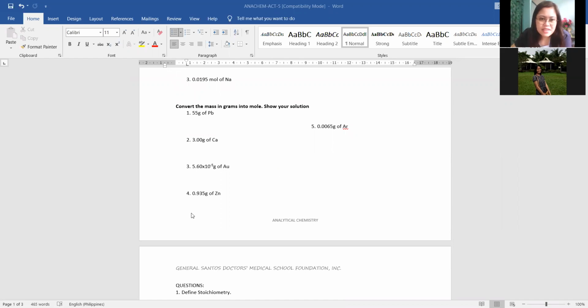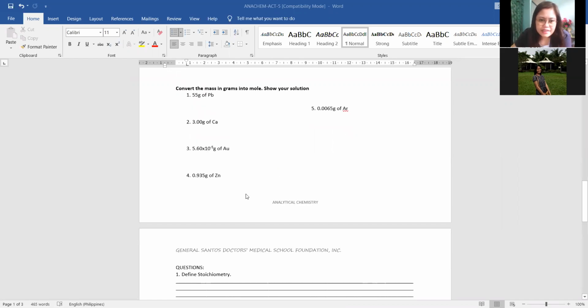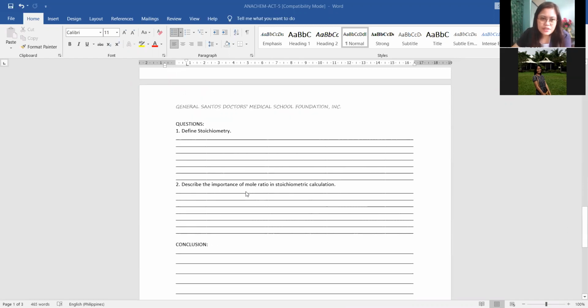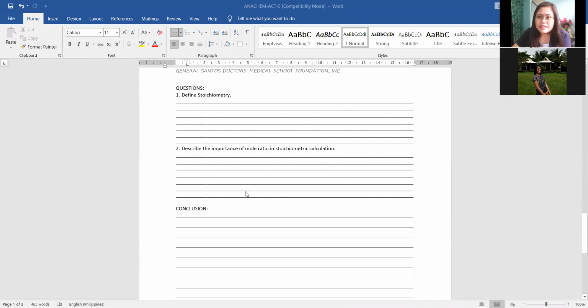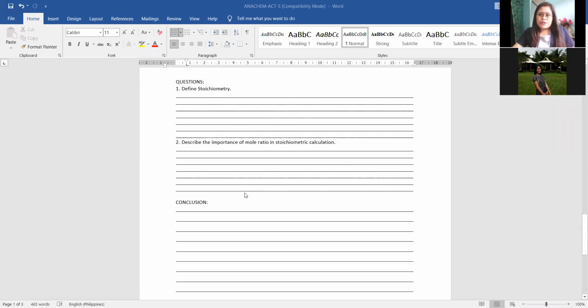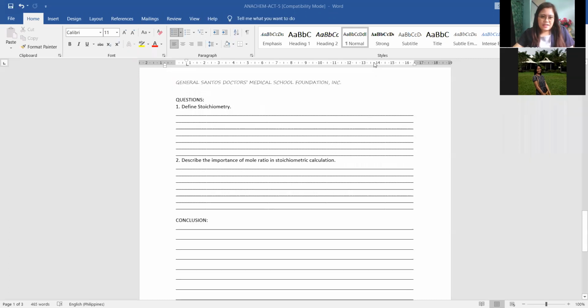Yes, Maisel. And then, you will just answer the questions on the third page. And you have to provide your conclusion on what you have learned in this activity. Yes, kita ninyo siya sa Schoology. Wait lang, class ha. Wait lang, good.